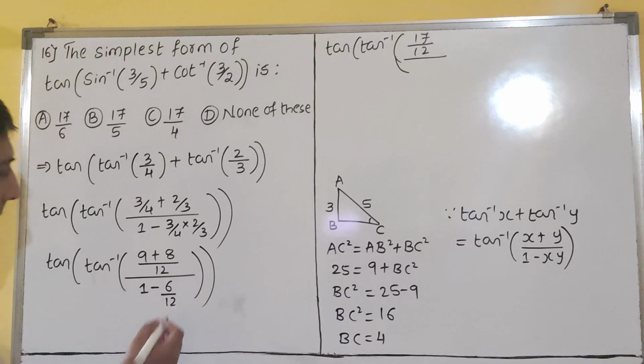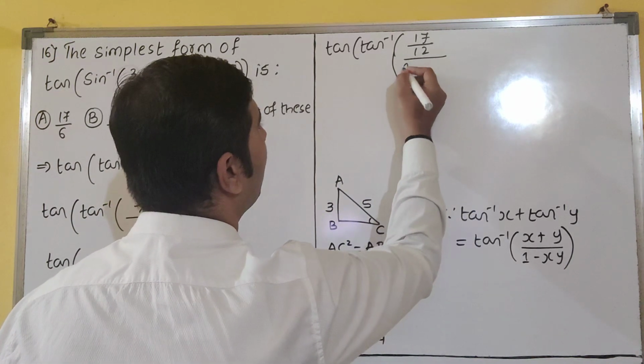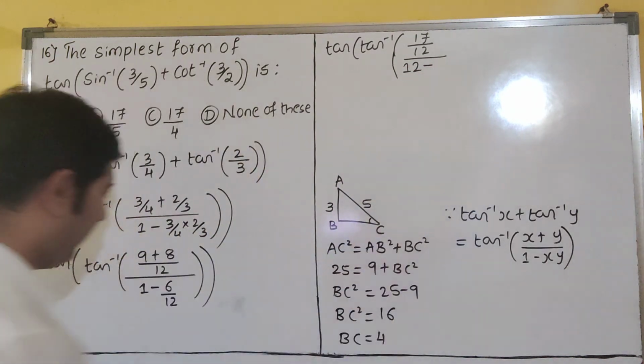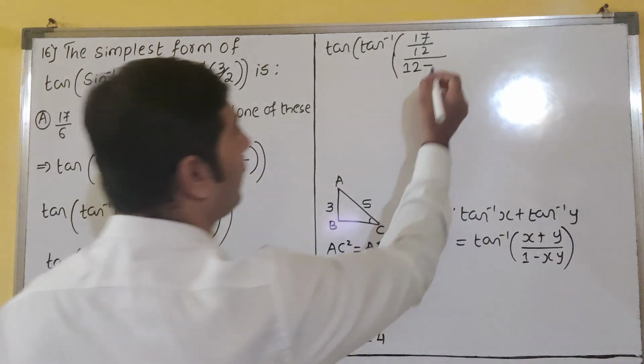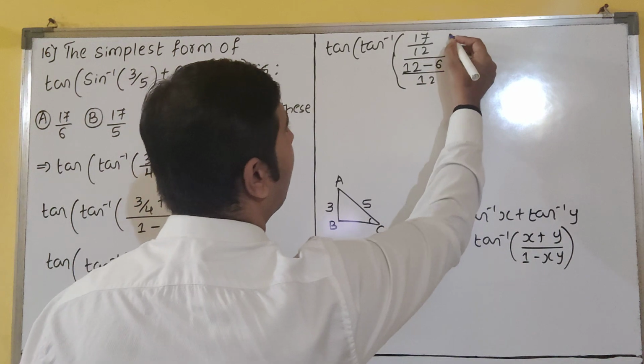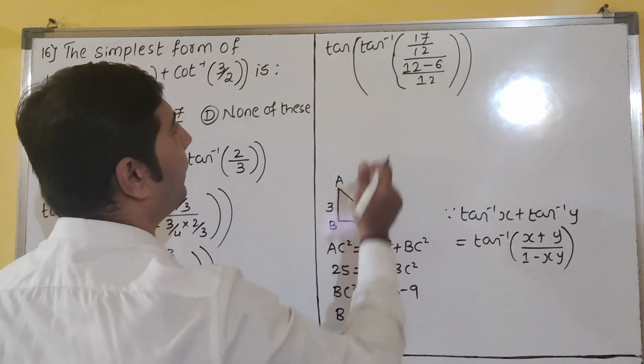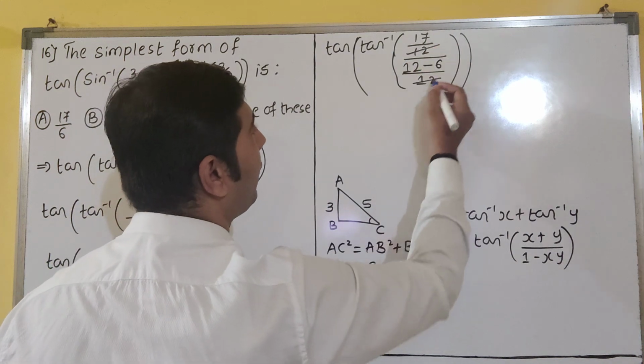12 into 1 is 12, don't get confused. 12 into 1 is 12 dear students. Taking LCM, 12 minus 6 whole divided by 12 dear students. I hope you are understanding what I am writing here. Clear? All of you. So now this 12 will get cancelled.